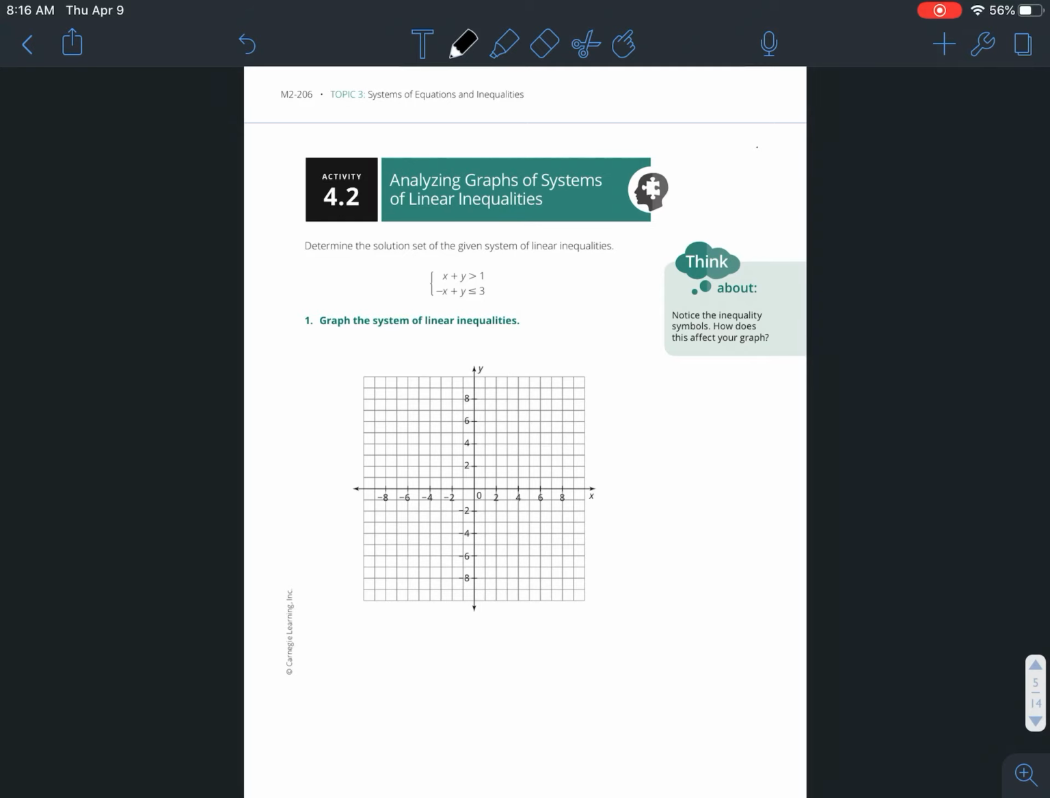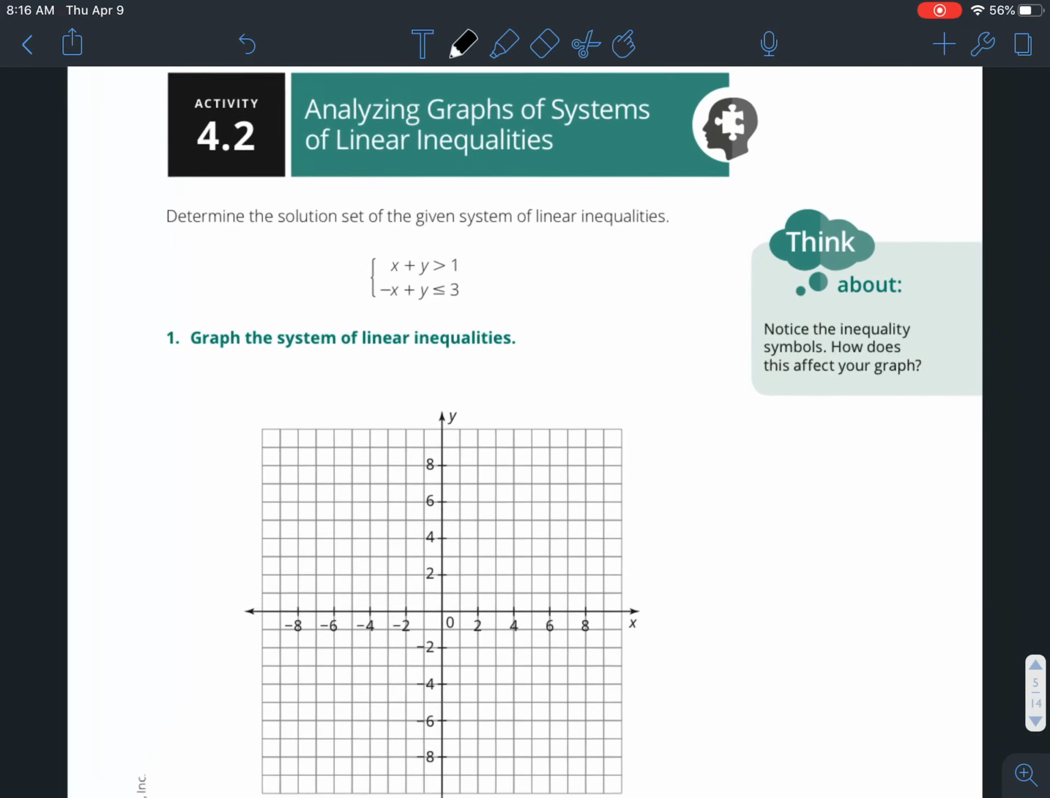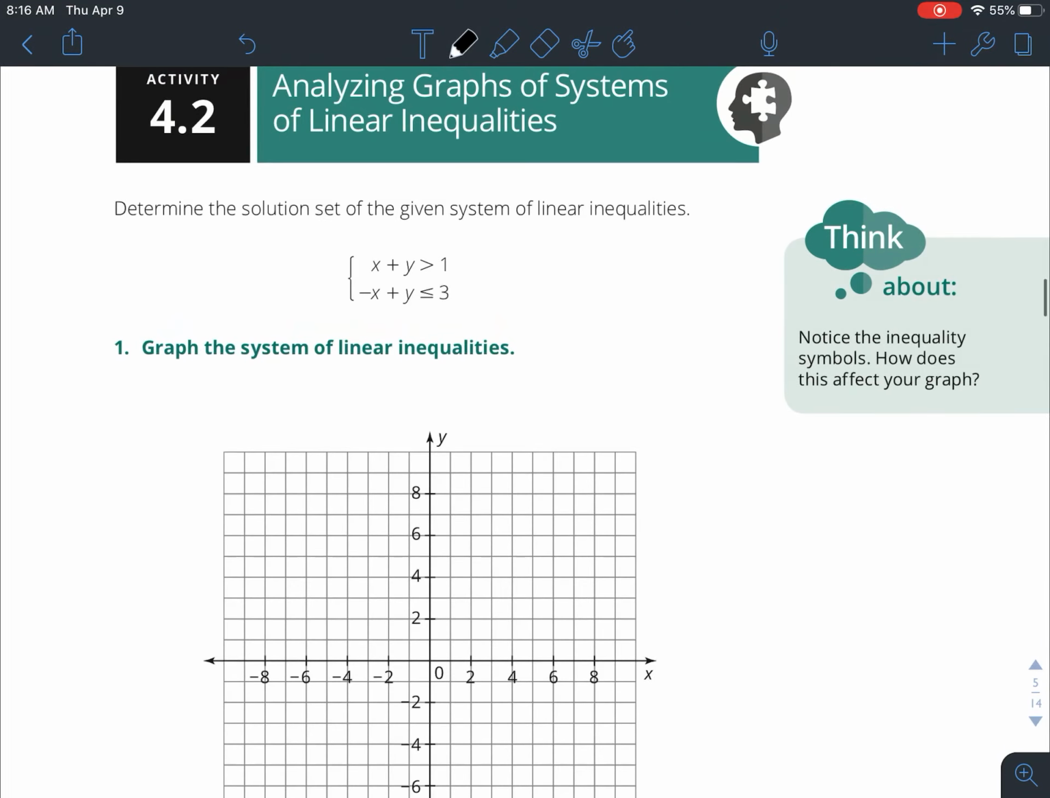All right. Today we're going to work on 4.2, analyzing graphs of systems of linear inequalities. The first part says determine the solution set of the given system of linear inequalities, and it's asking us to graph them. So essentially what we need to do is plug points into them and see if they're true. Let's see how they made their graph, because once again they don't really explain much, they just give you a graph here.